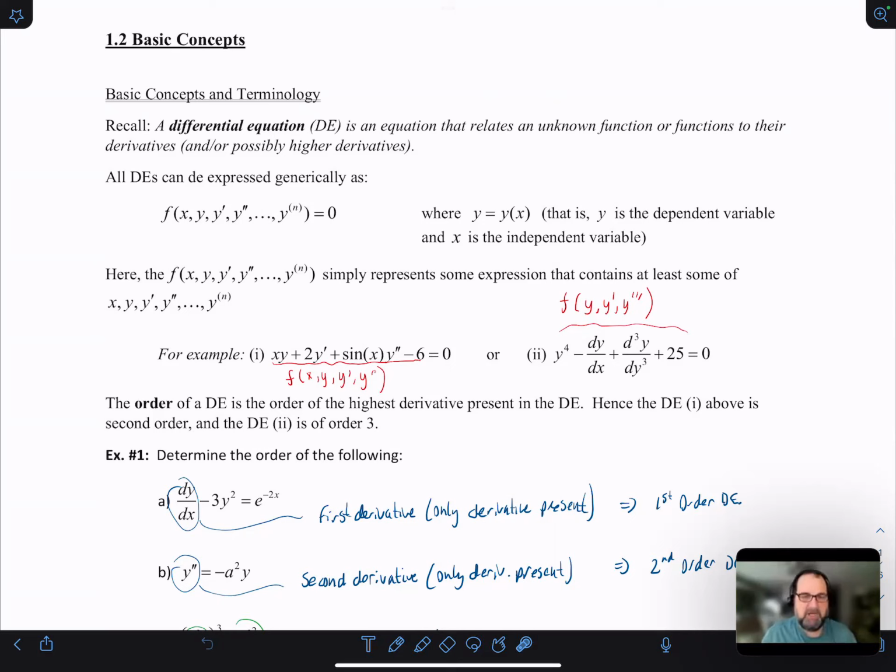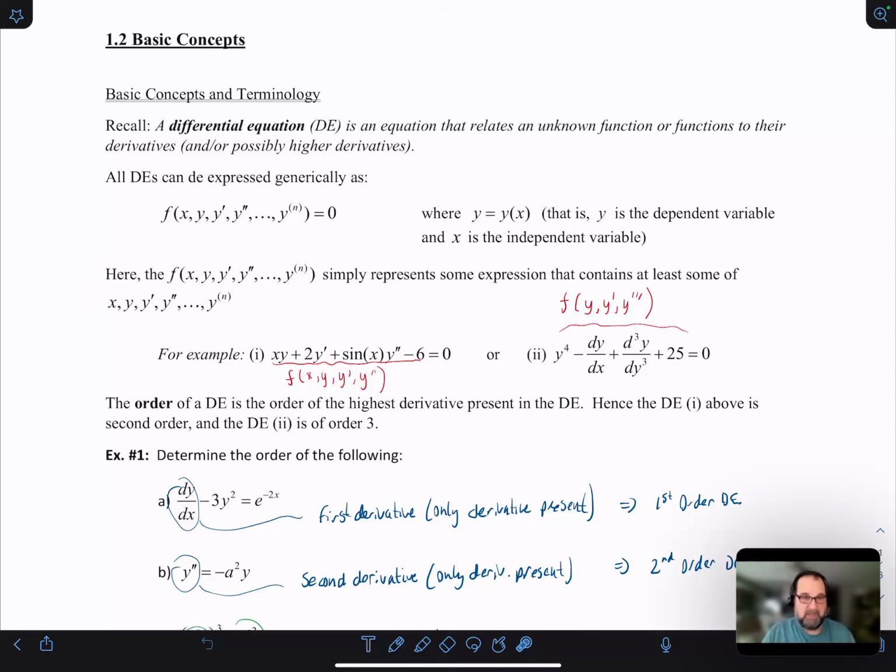Some notation here. Generically, we can describe a DE as follows. Here, the f of x comma y prime, this is really just meant to say that on the left of this equation we have some sort of expression involving possibly x, y, y prime, y double prime, all the way up to some order of derivative y to the n, and equals 0. So any DE could be thought of in this manner. That is basically what is described here.